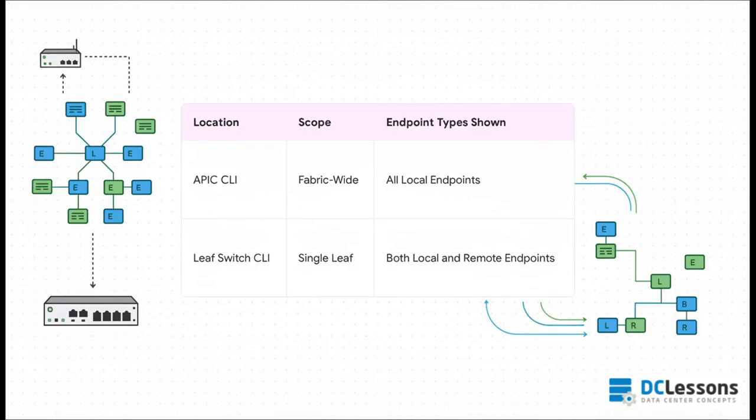And listen up, because this is a super important detail you have to get right. Where you run this command completely changes what you see. If you run show endpoint on the APIC, you're getting the master list, right? The whole fabric-wide view of every local endpoint. But if you run that same command on an individual leaf switch, now you're looking at its personal little cheat sheet, the specific local and remote entries it's using to make decisions this very second.